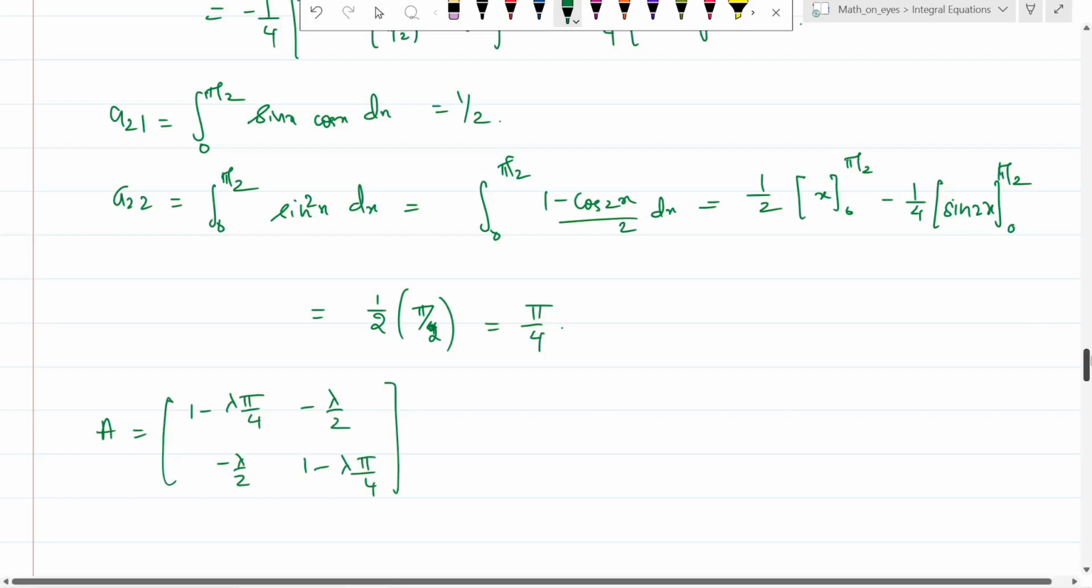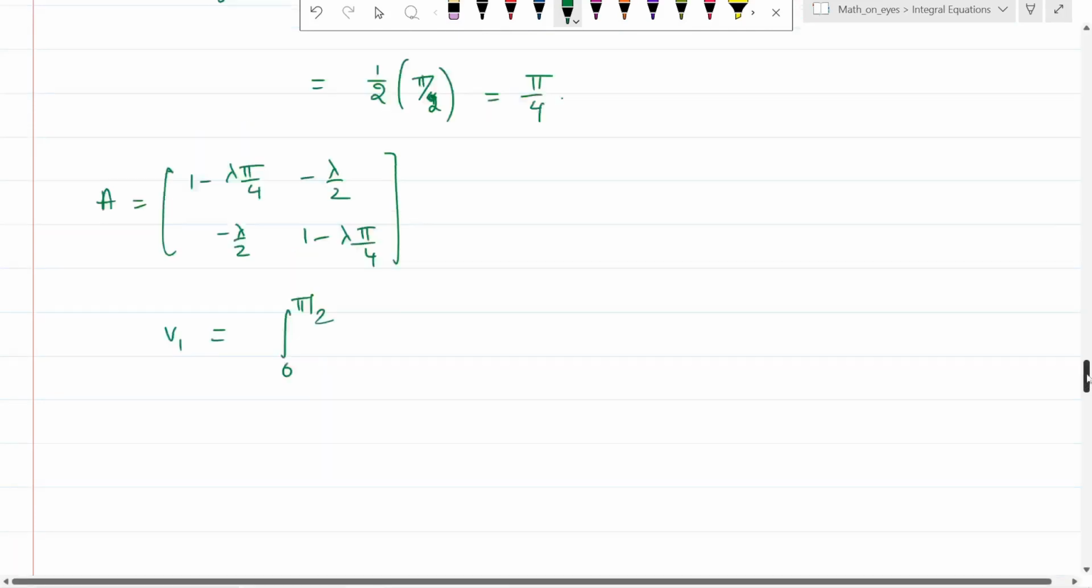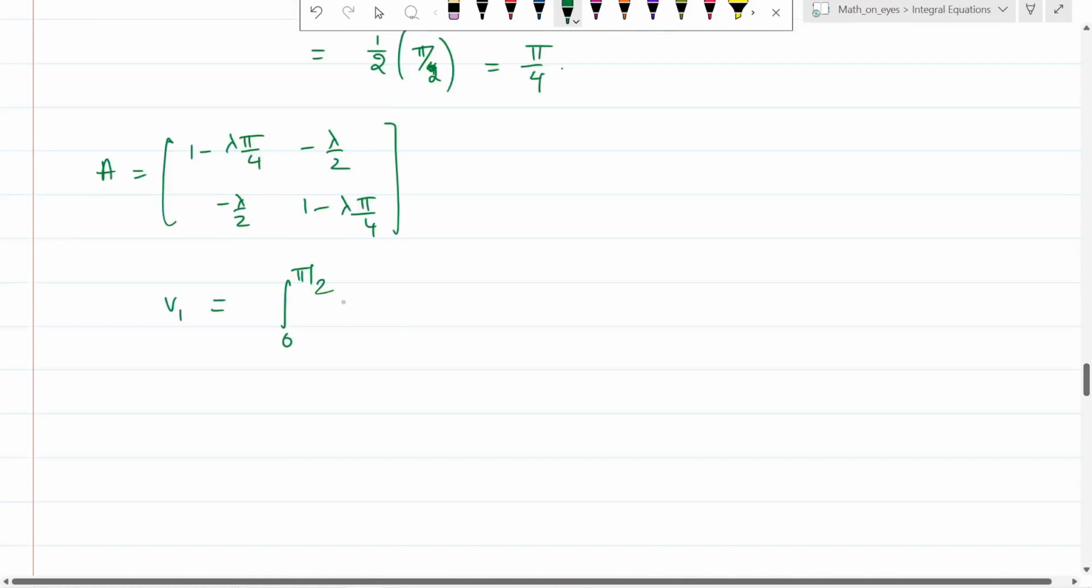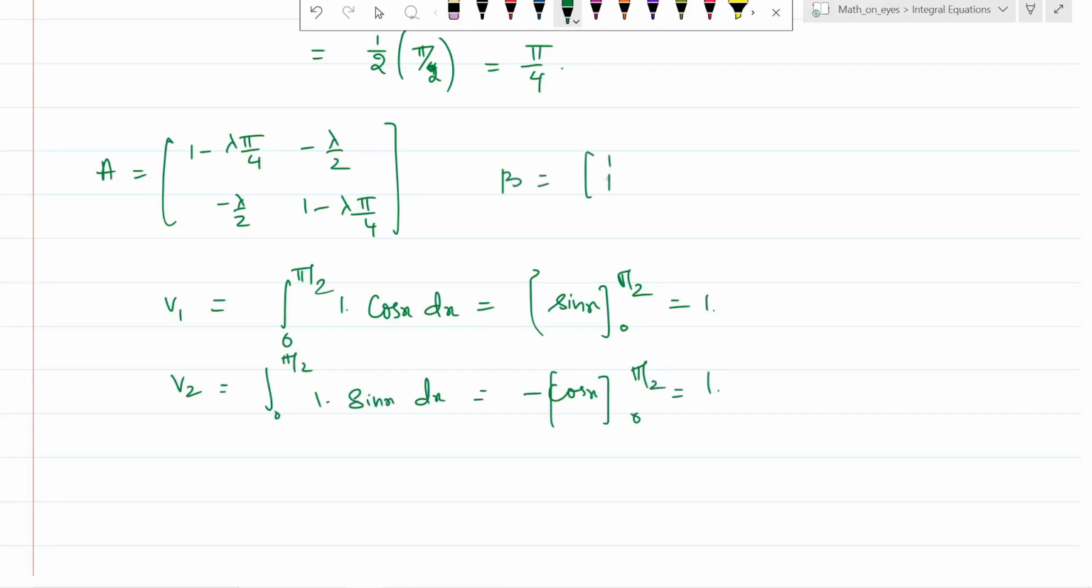And we need to find V1 and V2. V1 is equal to integral 0 to pi by 2 f of x into beta j. In this problem, f of x is equal to 1. So this is 1 into cos x into dx, which is equal to sin x between the upper limit and the lower limit, so it will be 1. And V2 is equal to integral 0 to pi by 2 of 1 into sin x into dx, which is equal to minus cos x between the lower limit and the upper limit, which is equal to 1. So we find the B matrix is equal to [1; 1].